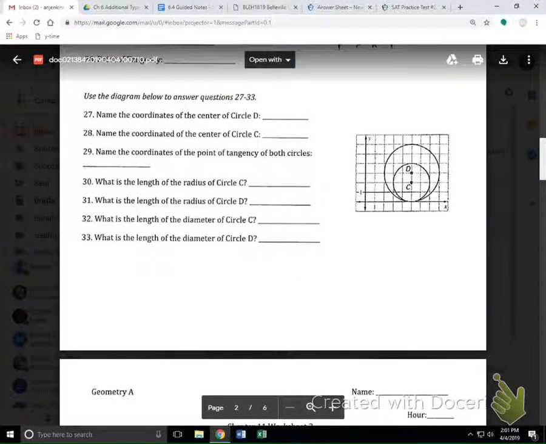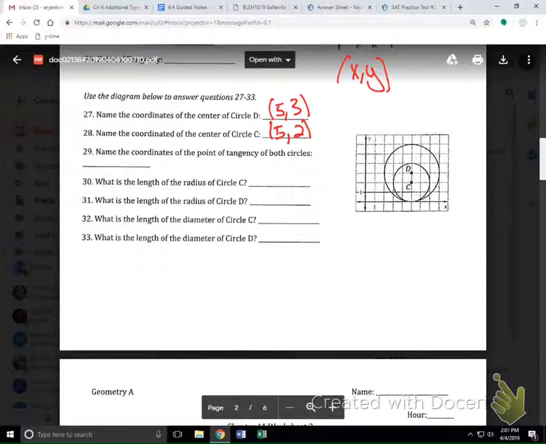So center of D, we go over 1, 2, 3, 4, 5, up 1, 2, 3, 4. Do you guys get 5, 4? Okay. Wait, I thought you said it was rise over run. Oh, I thought you meant about slope. It's XY. You have point C. You go over 1, 2, 3, 4, 5, up 2, 5, 2.